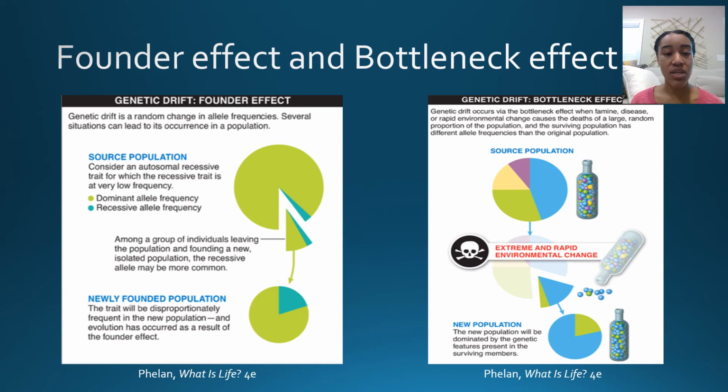And these images here, I think, are really good examples of showing the founder effect and the bottleneck effect, and how they can change the diversity and the allelic frequency within a population.